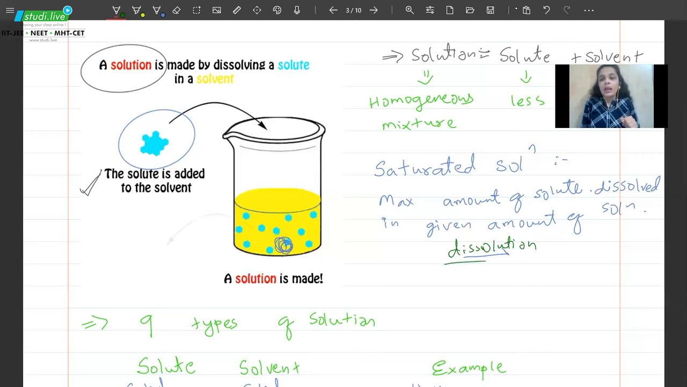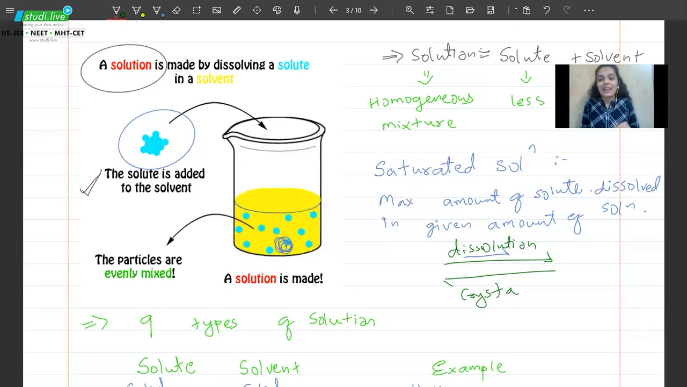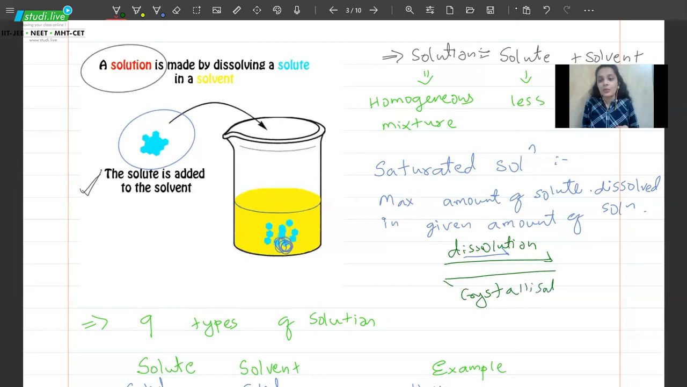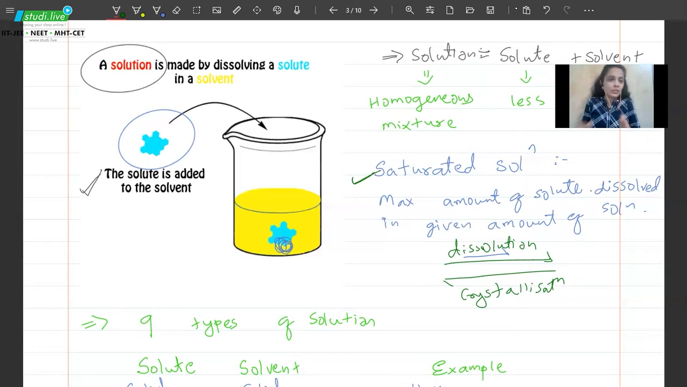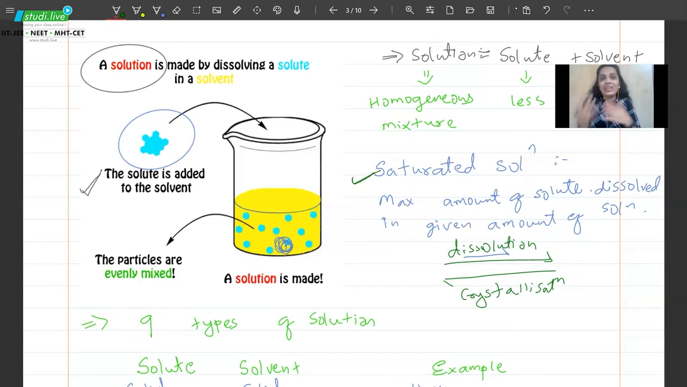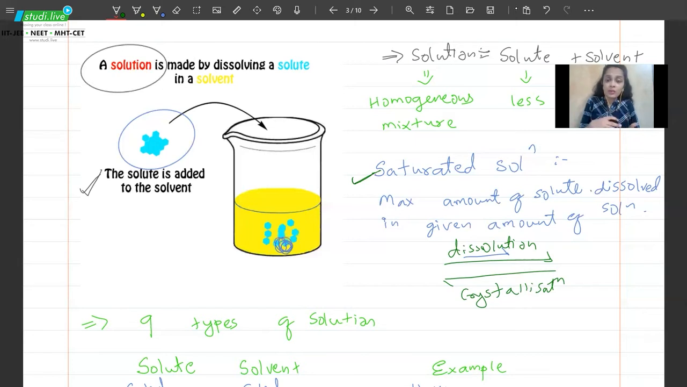But what is happening, students? After a certain amount of time, there is no capacity of the solvent to dissolve more solute. So there is a reverse reaction that is going to take place, and we name it crystallization. Yes, crystallization is going to happen, and an equilibrium is going to be reached, and this equilibrium only we mention for the saturated solution. So at this point, the maximum amount of solute is dissolved in the given amount of solution, because there's an equilibrium between the dissolution and crystallization processes.